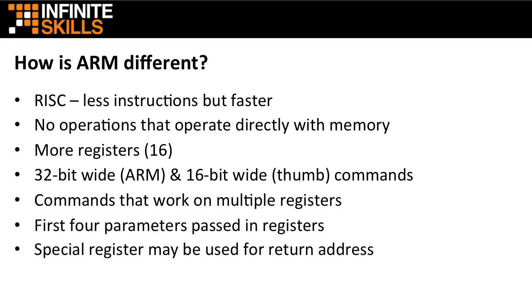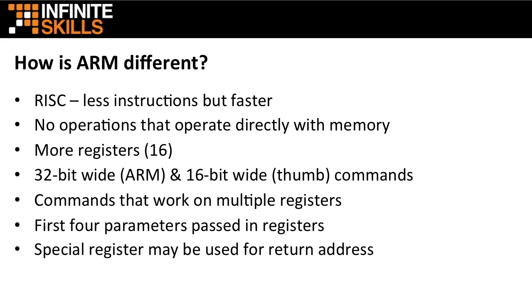So how is it different? It's RISC, so there are fewer instructions. However, the instructions are faster. If you look at a CISC chip, such as those found in your Intel box, you have instructions that might do really complicated stuff, but they might take 8 clock cycles to run. On a RISC architecture, there aren't as many instructions. However, most of them are going to run in a single clock cycle. So every time the clock ticks, if it's a 1 gigahertz clock, something gets run.